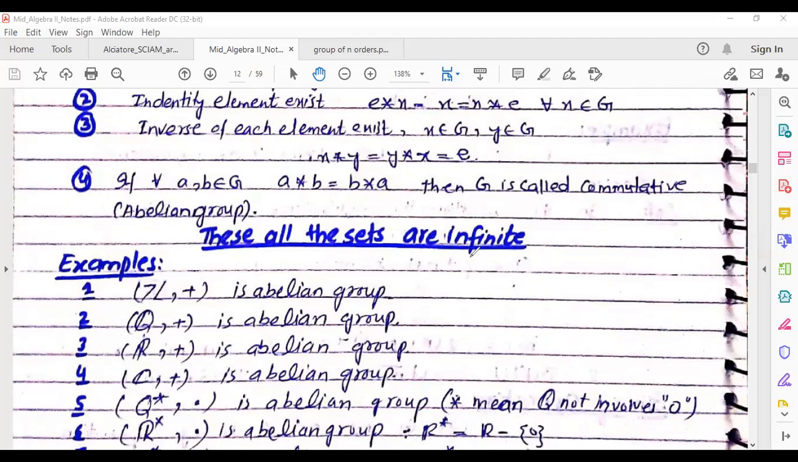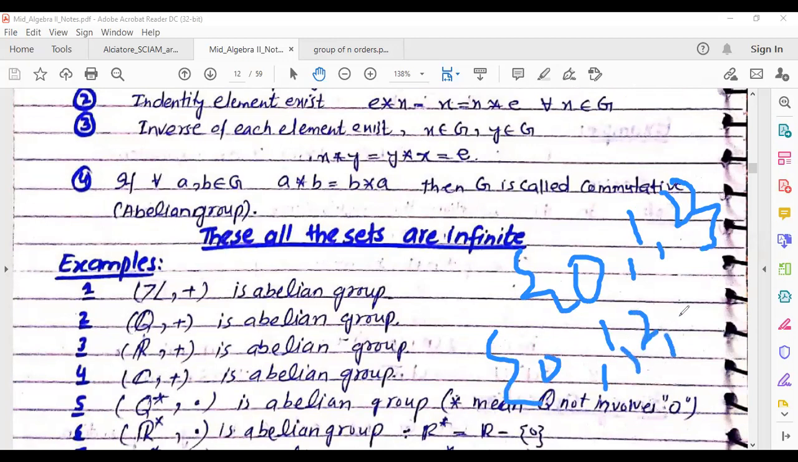If a set is finite, then it has a fixed number of elements. For example, if we have 0, 1, 2, then it is a finite set. But if we have the elements 0, 1, 2, and so on, then these are infinite sets. So according to the set, if a set is finite, then our group is finite. If a set is infinite, then our group is infinite. So with the help of infinite sets, we see infinite groups.